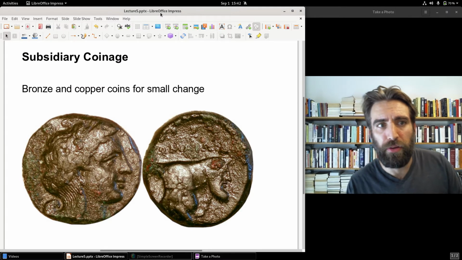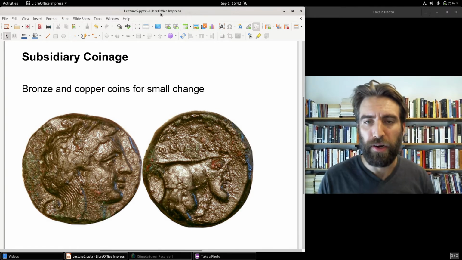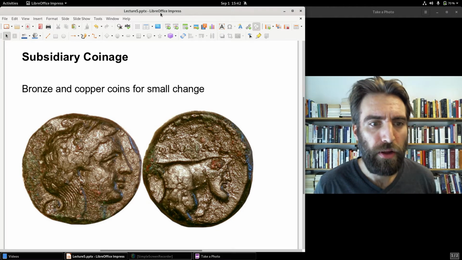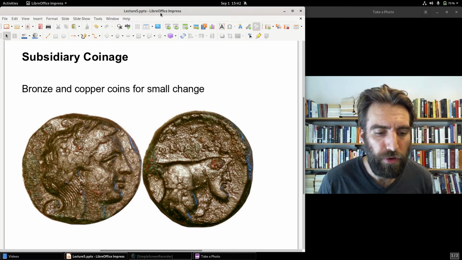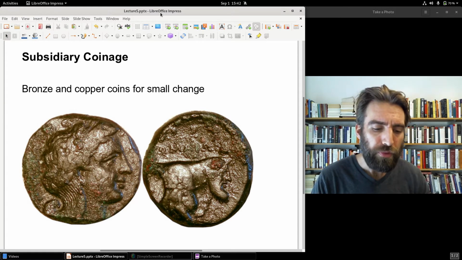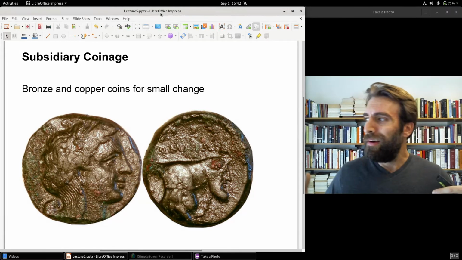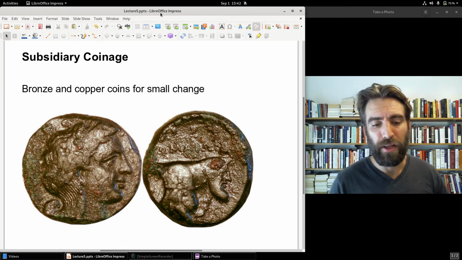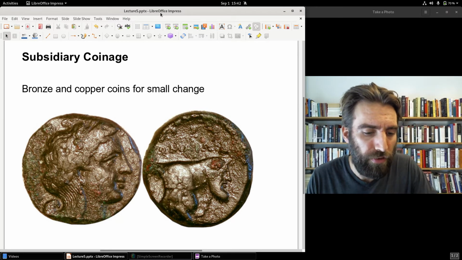And as I alluded to earlier, there was still a subsidiary coinage, small change, bronze and copper coins that people could use. But the denarius was plentiful enough that soldiers and wage earners actually possessed and traded in denarii, silver coins.